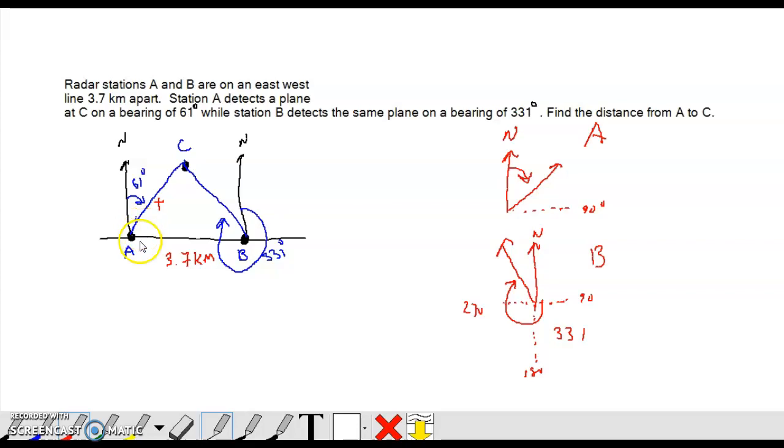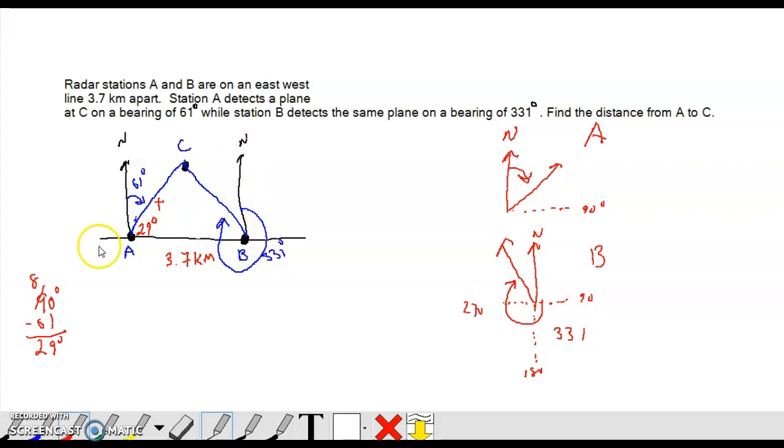So the first thing I want to do is find this little guy right here. I'm just going to say 90 degrees minus 61. Carry that over, I get 29 degrees. So this will be 29 degrees. What I'm trying to figure out is if this is a 90-degree angle, and it will be. So what do I know by this?